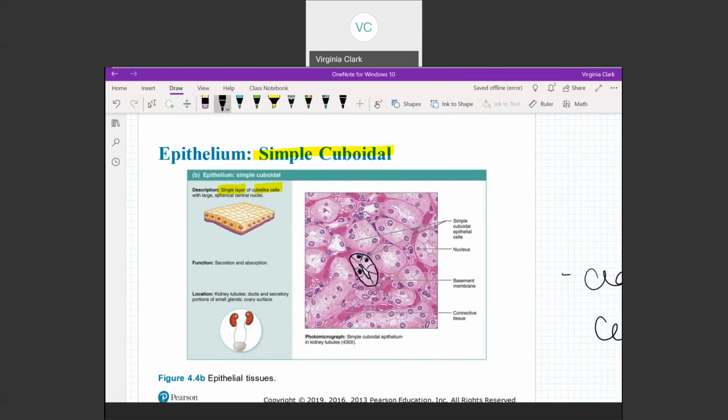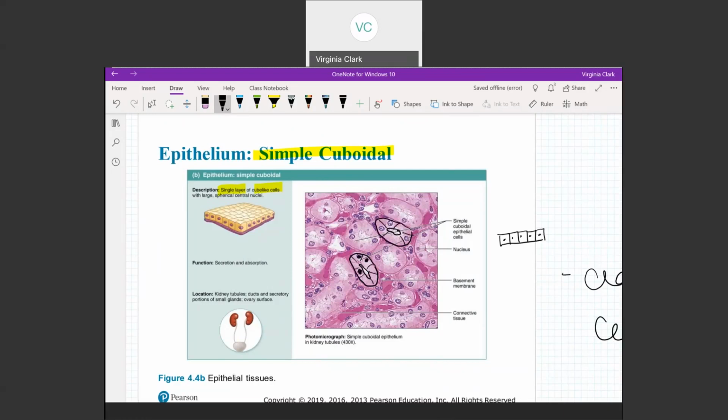So that's a simple cuboidal. If I were to cut this and put it out in one line, it looks like this. So just keep in mind, this is three-dimensional. You kind of have to manipulate your three-dimensional space, get your brain working a little bit. But these guys right here, so this is my basement membrane. This is my apical surface. But here are my plasma membrane. So that's a simple cuboidal. They're one layer thick, but they're cube-like cells.